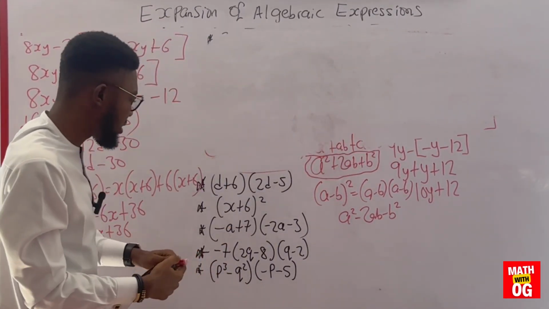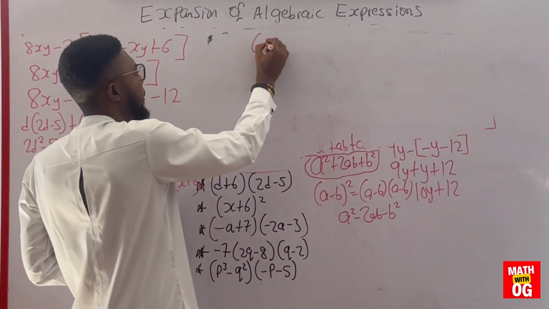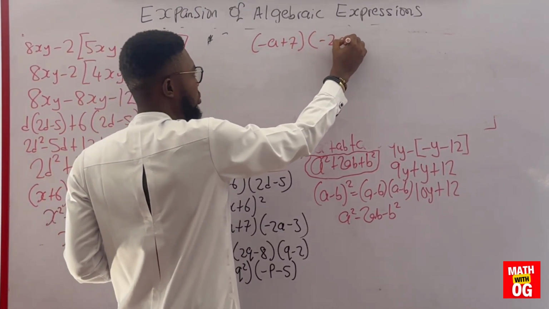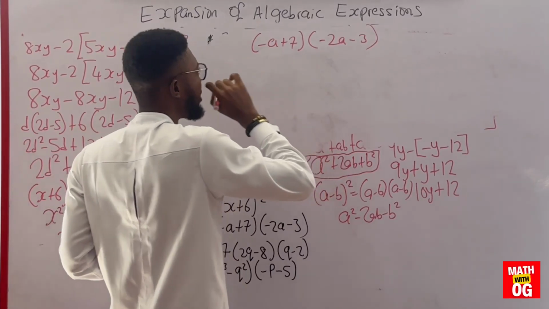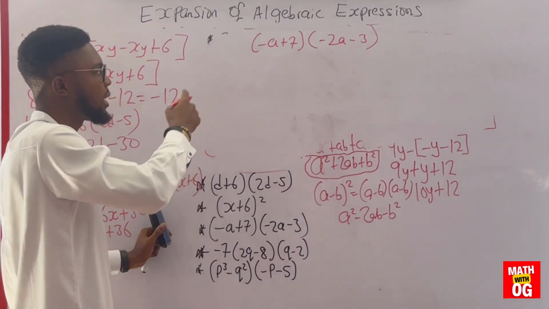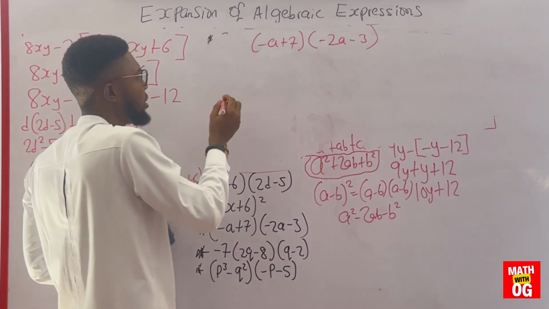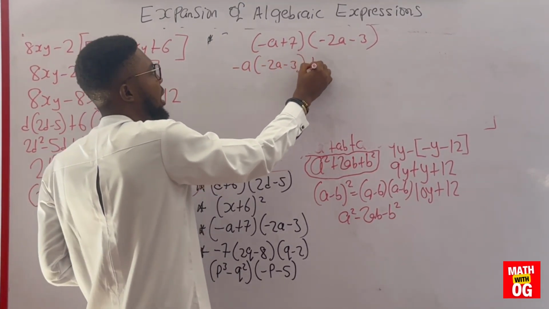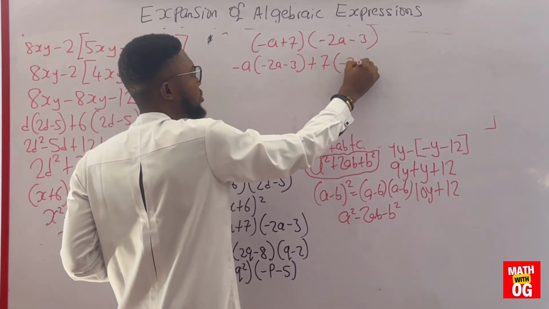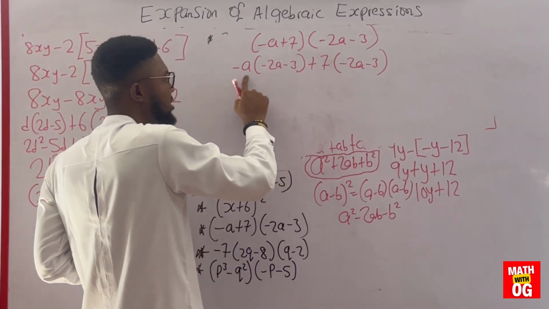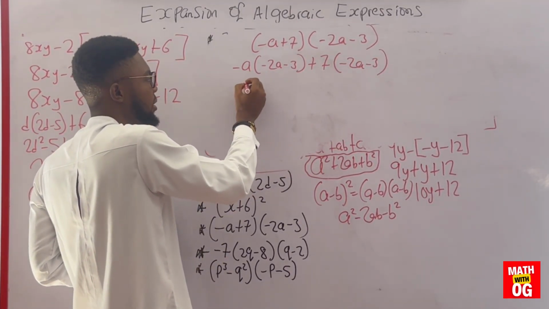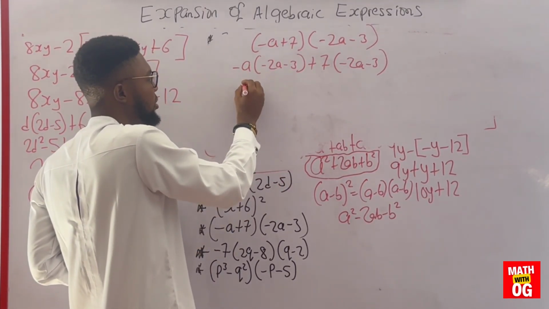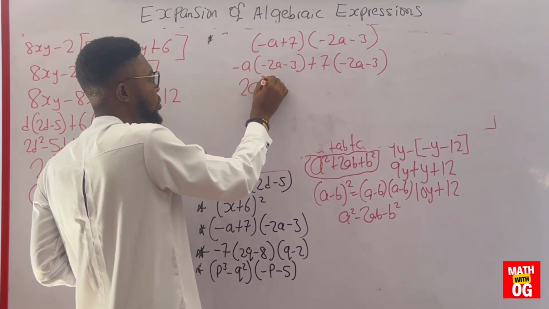So we have minus a plus 7 into minus 2a minus 3. Now negative a will open the bracket, similarly positive 7 will open the bracket. So this should be minus a into minus 2a minus 3 and positive 7 into minus 2a minus 3. Negative a times negative 2a, minus times minus is plus, so we know that we have a positive number. A times a is a squared, so we have 2a squared.